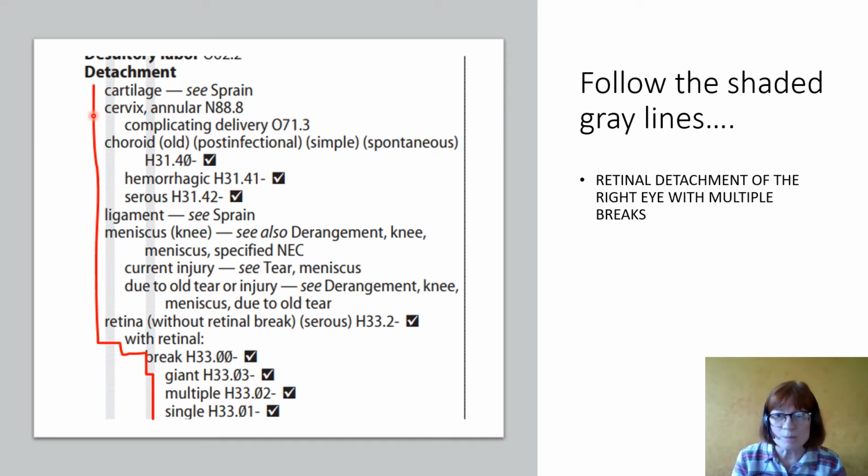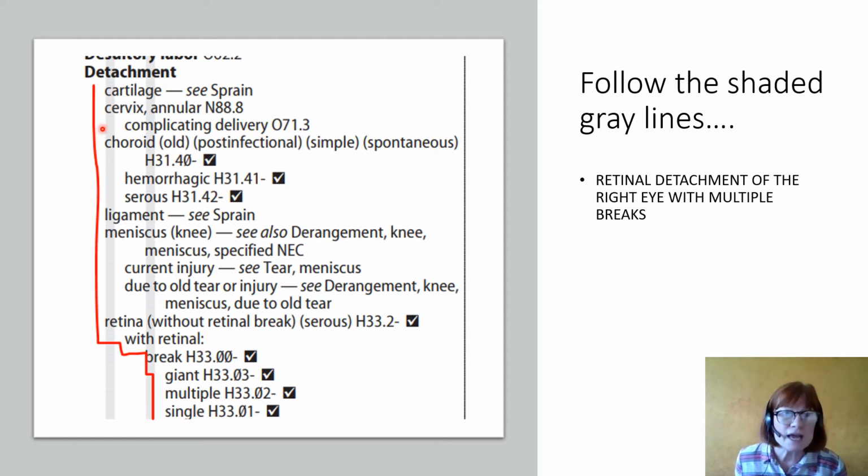Okay, so I opened up my index and lo and behold, I found D and detachment in bold in my index. Yay! Okay, now we have to find retinal. The other words in our diagnostic statement are retinal, right eye, multiple breaks. We need to try and find as many of those words from our diagnostic statement here as subterms in the index. We may not find every one of them. That's okay. We want to find as many as we can.